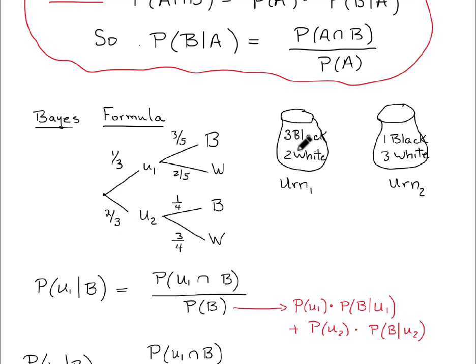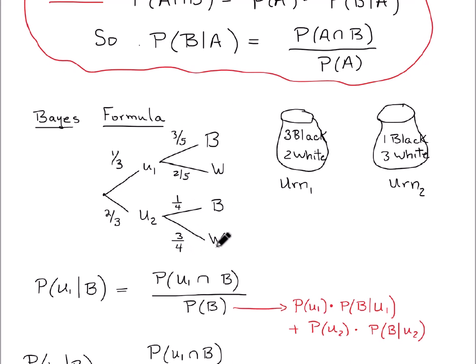In urn 1, there's 5 total things and 3 black. 2 whites out of 5 total. And in urn 2, I've got 4 total. So black is 1/4, white 3/4.